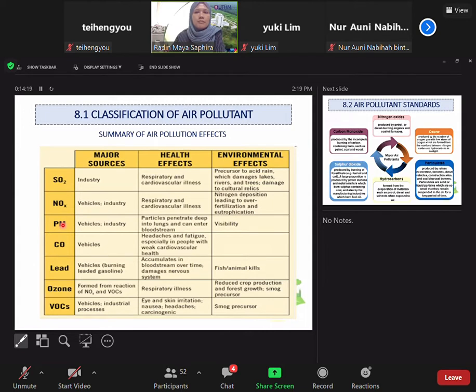Is there anyone in the campus, students in here? In our faculty, they are also installing devices to measure the air quality levels in UTHM. CO is carbon monoxide, mainly from vehicles. So these are the health effects.